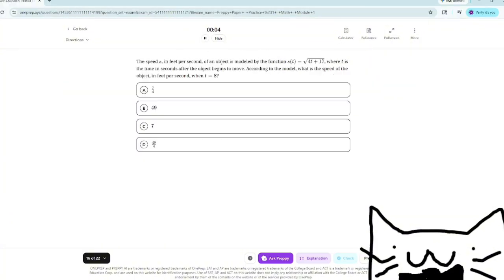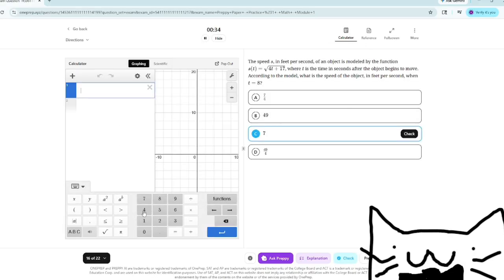The speed s in feet per second of an object is modeled by s of t equals this, where t is time in seconds, t equals 8. All right, let me just do it the easiest way possible. Plug in 8. Boom. 8, 16, 24, 32 plus 17. 32 plus 17 is 49. Root it, 7. You can plug it in here too if you need Desmos. Desmos is a lifesaver. 7. Boom. Let's go.